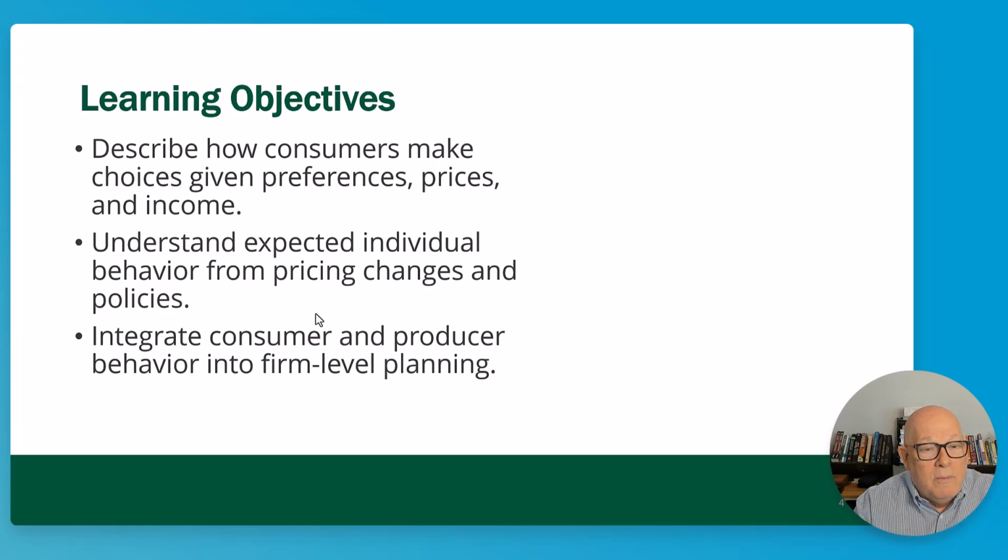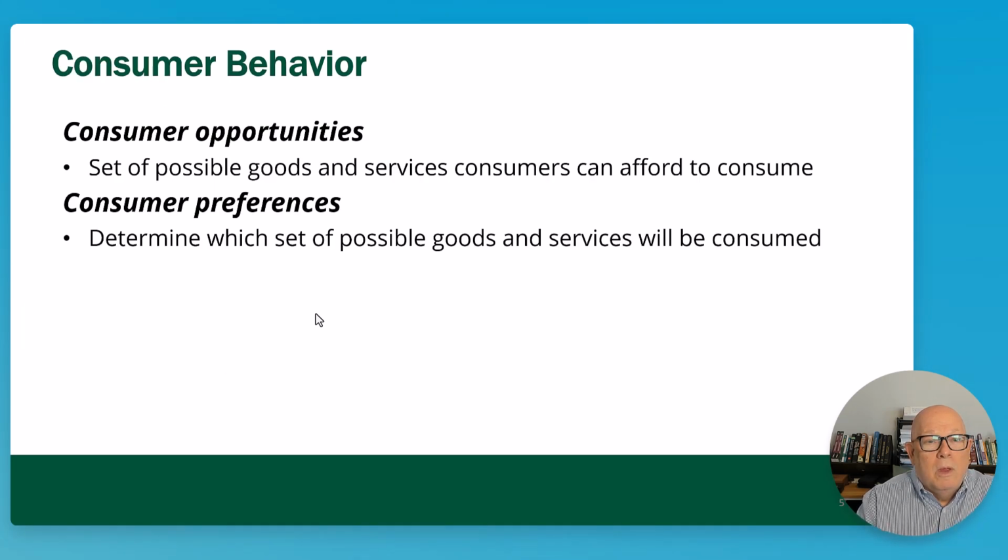So we want to understand how consumers behave and what's the likely impact from changes that we might make as a manager. And then all of that's going to be rolled into our firm level planning when we get into the next chapter and focus on our different types of cost and how profits are determined. So consumer opportunities are basically the set of possible goods and services that consumers can afford to consume. And then consumer preferences helps us determine which set of goods and services they actually will consume.